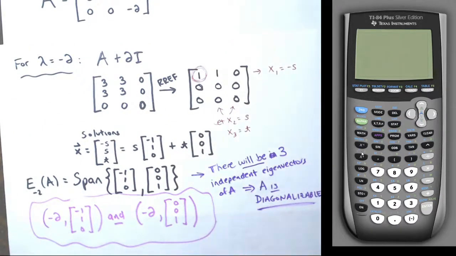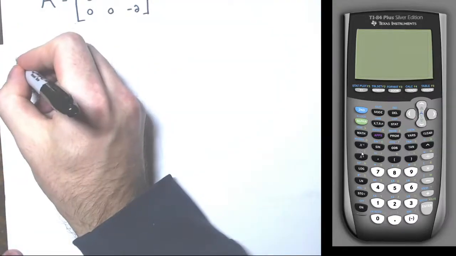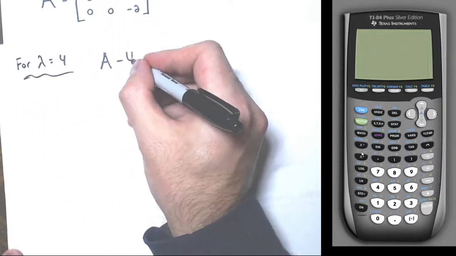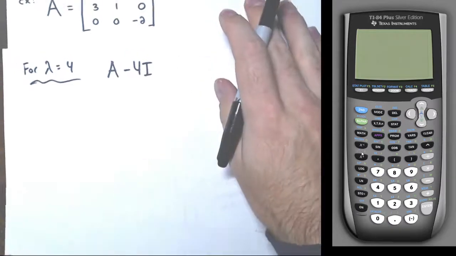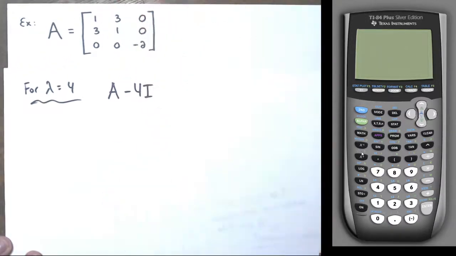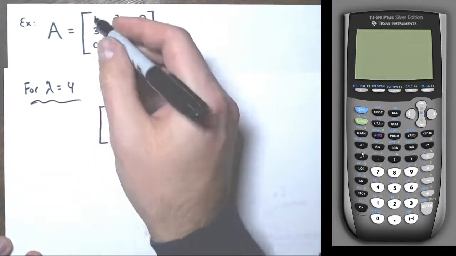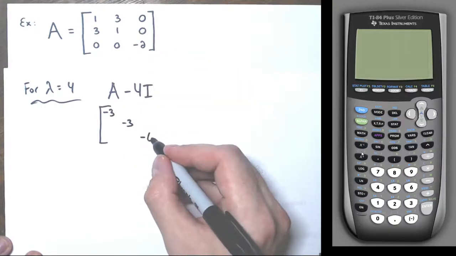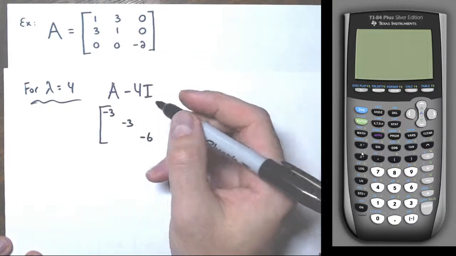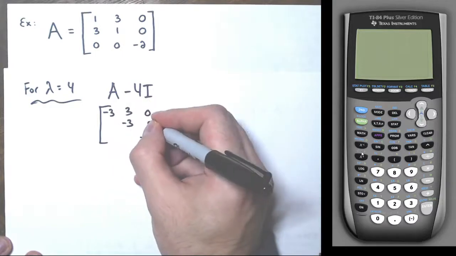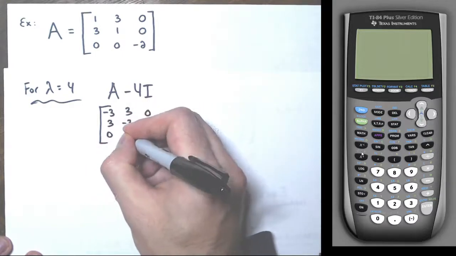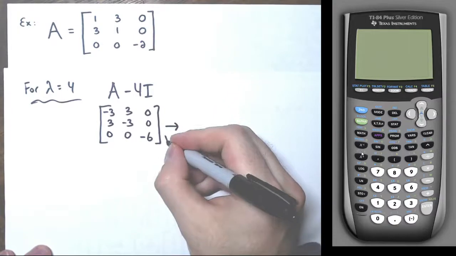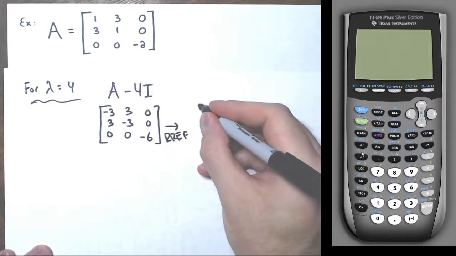So doing the same stuff. For lambda equals 4, we're looking at the matrix A minus 4I, A minus lambda I. So subtracting 4 down the main diagonal entries: 1 minus 4 is -3, 1 minus 4 is -3, -2 minus 4 is -6, and all the other entries are the same: 3, 0, 0, 3, 0, 0. Again, pretty easy to do because of all the zeros here. Pretty easy to put this one into reduced row echelon form by hand.